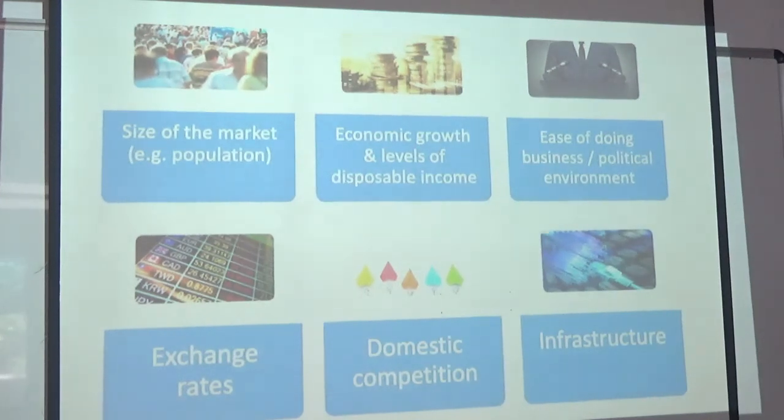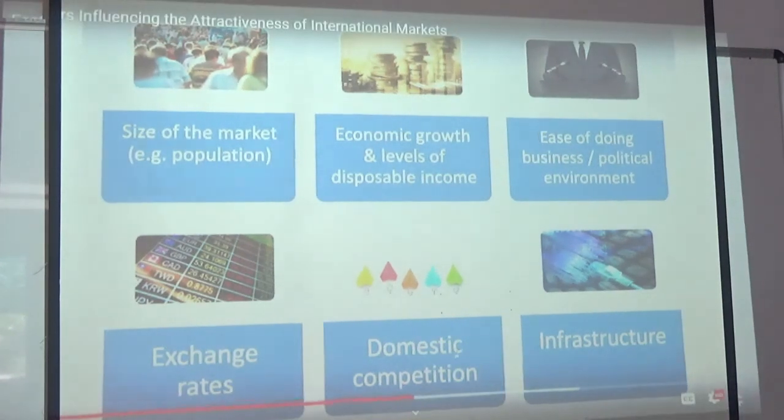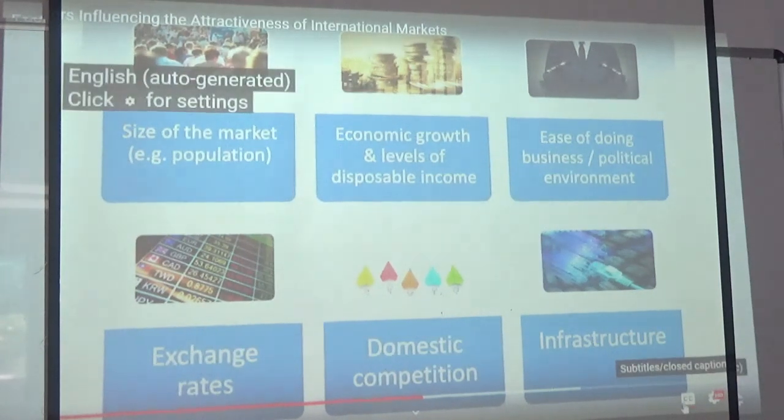In turn, faster economic growth has also created emerging middle classes, people with rising disposable incomes, which in turn means that they can demand products and services of domestic as well as international businesses. So economic growth, disposable income, a key factor. Top right there, ease of doing business, the political environment. This is perhaps a more intangible but still an important factor.